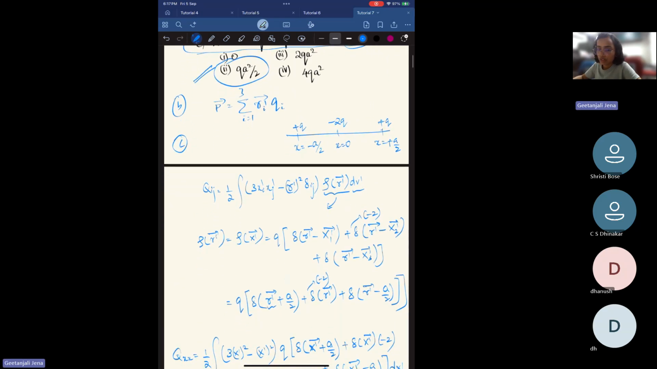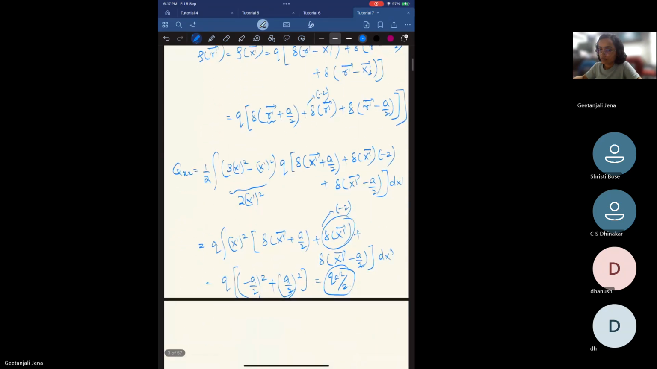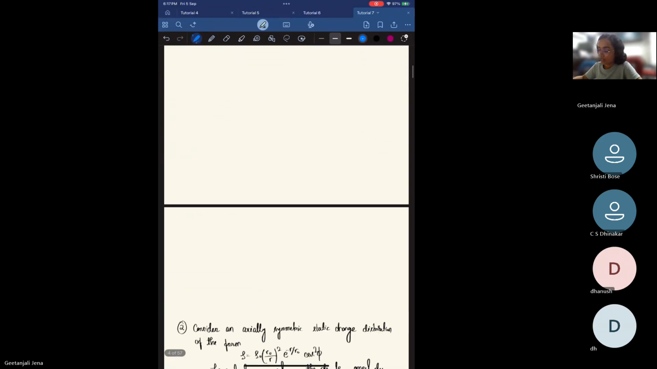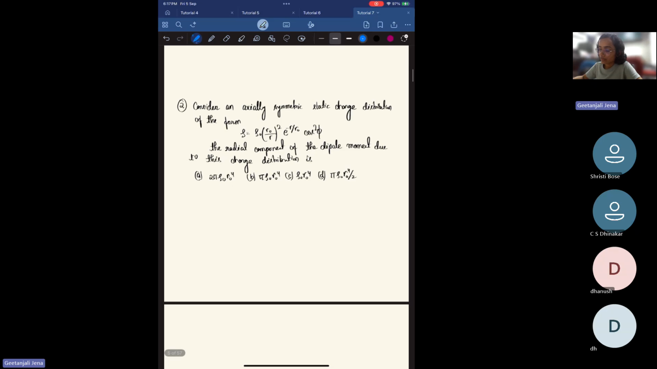We'll see in detail for the 2D case. For 1D, it's quite easy. But for the 2D case, you may get confusion while taking x1 prime and x2 prime. We'll see a problem, but for now, is question number C clear to everyone? Okay, so let us move to our next problem.